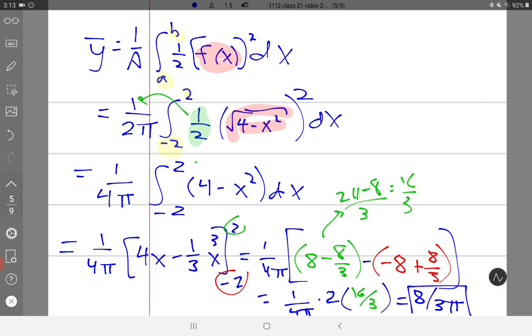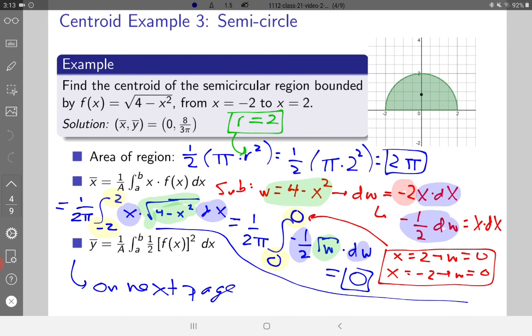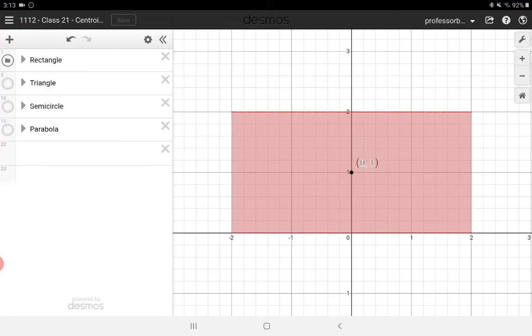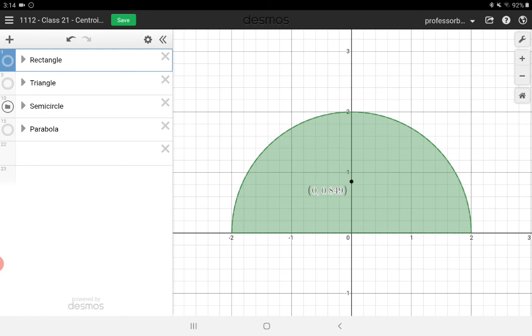And looking back on the previous slide, that's exactly what I said the answer was going to be. Pi is a little bit bigger than 3, so that denominator is a little bit bigger than 9. So this is 8 over 9 point something, so it's a little bit less than 1. And if you jump over to the Desmos tool and put on the semicircle, you can see the decimal version of that 8 over 3 pi quantity is indeed a little bit less than 1.